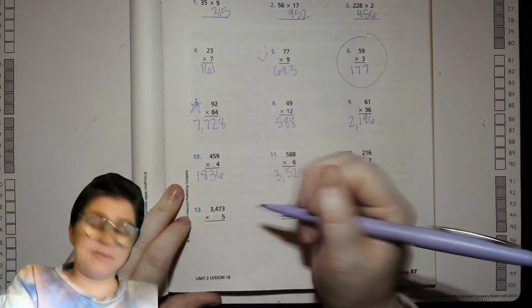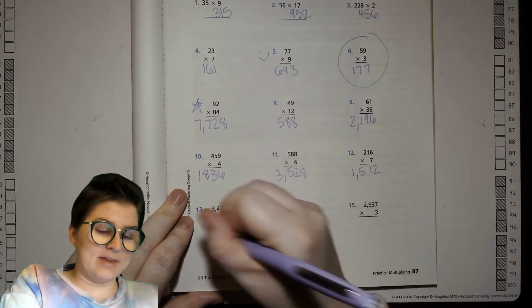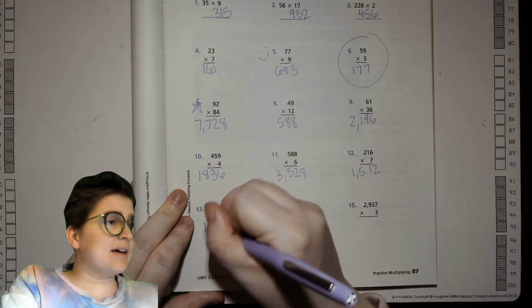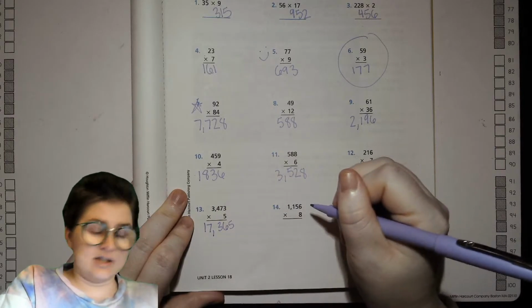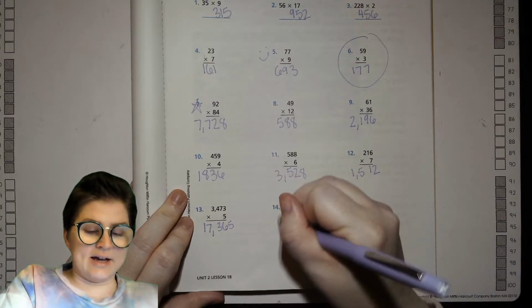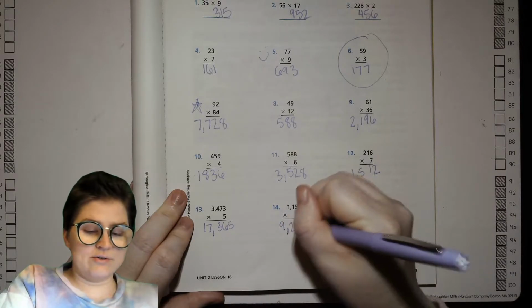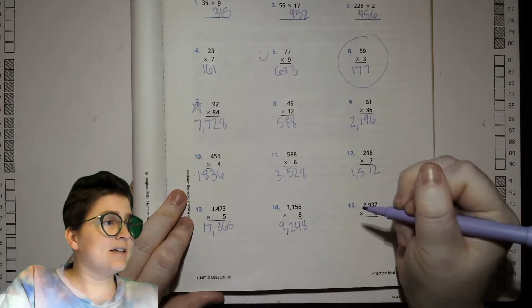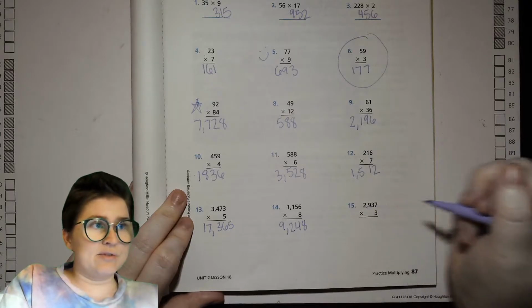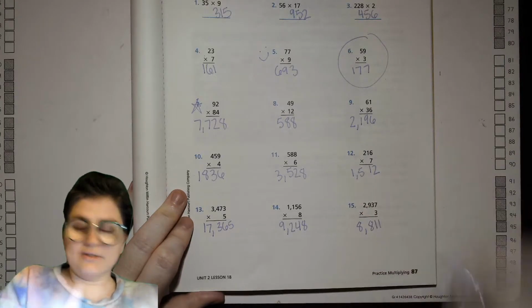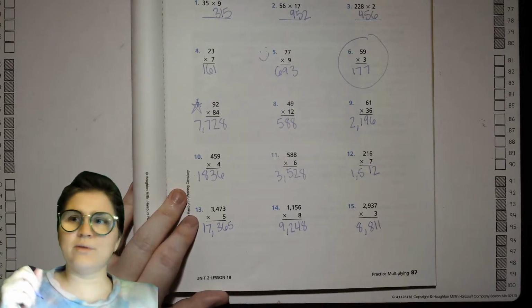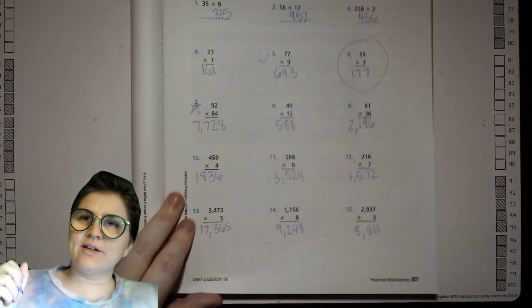Okay, I'm going to start correcting. Get ready. Number 13 is 17,365. Number 14, 9,248. Number 15, 8,811. All right. Hopefully that all went well for you.